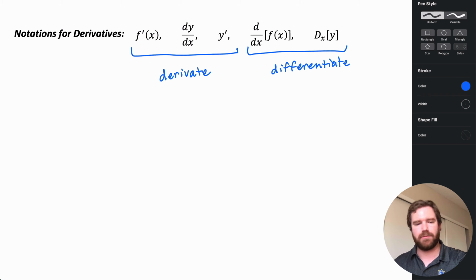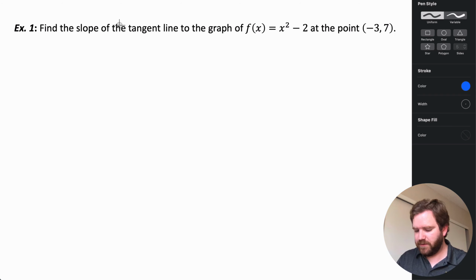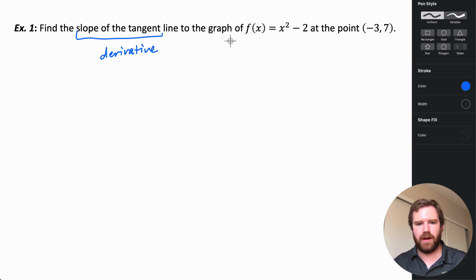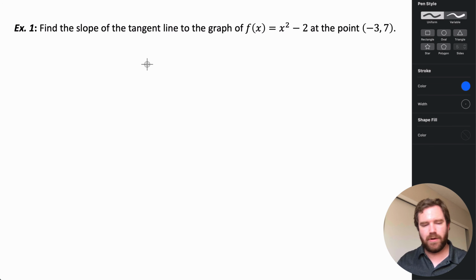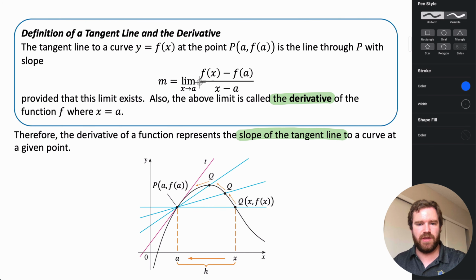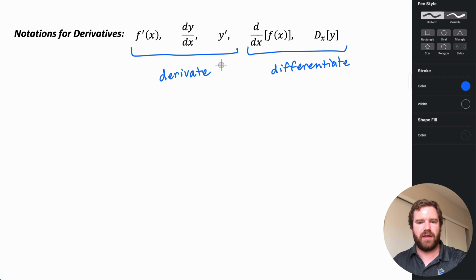So let's go ahead and take a look at the process of finding the derivative. We want to find the slope of the tangent line. Remember, this is just the derivative. Find the slope of the tangent line of the graph of f of x equals x squared minus 2 at some given point. If we're looking for the slope at a given point, that's where we want to use this version of our derivative. So we'll find f of x minus f of a, divided by x minus a, and evaluate there.